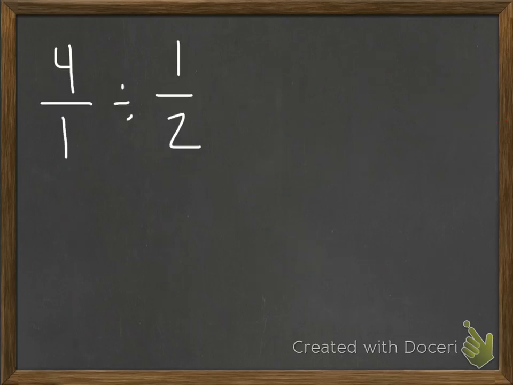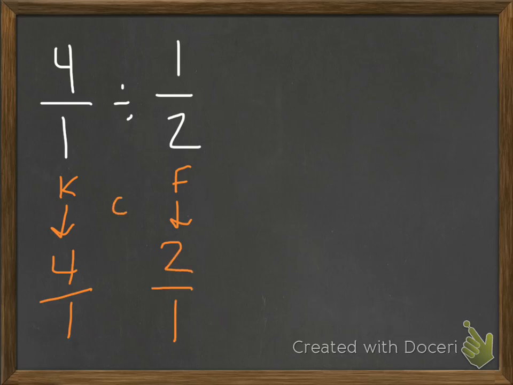So we're going to keep the first number. We're going to flip the second number, so we're just going to flip 1/2 into 2 over 1. And then we're going to change the symbol from a division to a multiplication. Keep, flip, change. That's all you have to do to make it a multiplication problem. Now you just work it out.